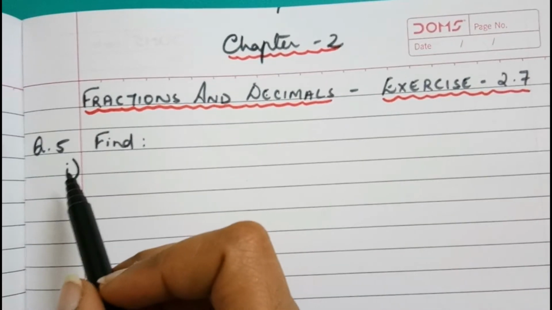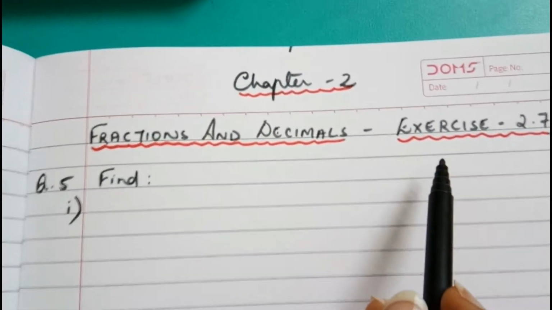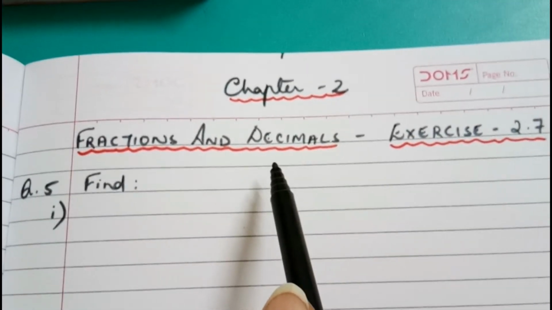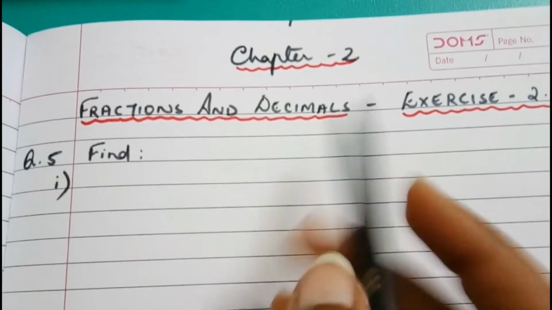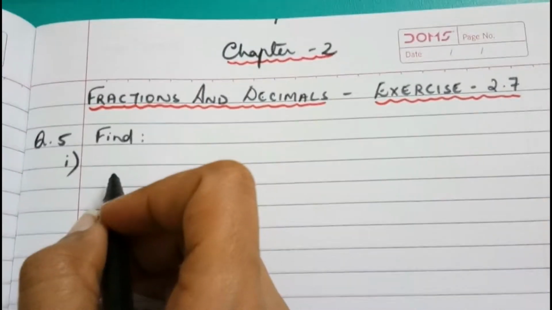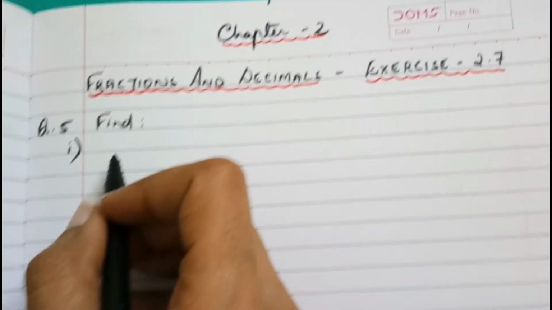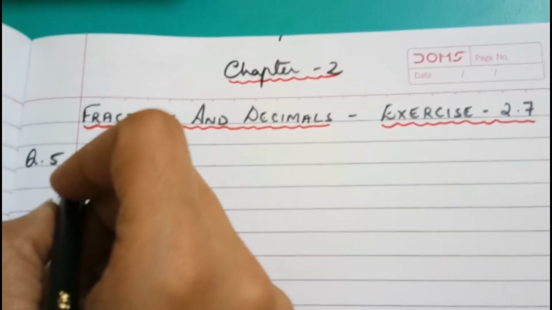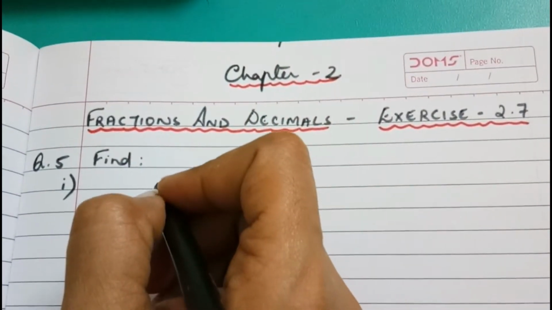Today we'll start with question number 5 of exercise 2.7, chapter 2, fractions and decimals. Now, what is the question here? This is also division. So starting with the first question, we have sub question 9 under this question number 5.